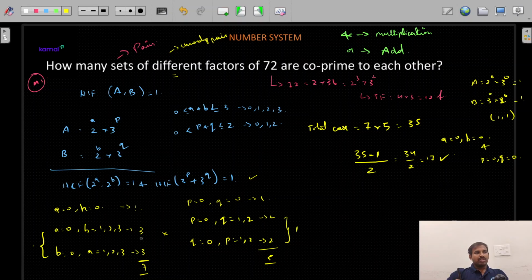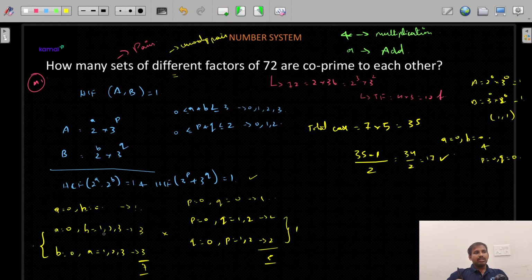So the total number of ways for 2 power a and 2 power b, with the highest common factor of these two numbers being 1, is totally 7 ways. For this, totally 5 ways. Totally 7 fives are 35 ways. But the problem here is, since the question is about unordered pairs, we are focusing on ordered pairs, because these two cases are the same. Just because we have two different variables, we are considering it as two different cases.